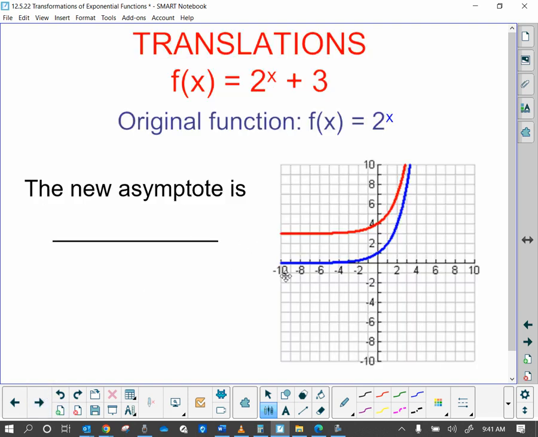So if this is your original in blue, f of x equals 2 to the x power, and then we shift the graph up 3 units, that's what this is telling us to do. What is the new asymptote? y equals 3. Okay. So the new asymptote, that horizontal line that the graph approaches but never touches, changed to y equals 3.